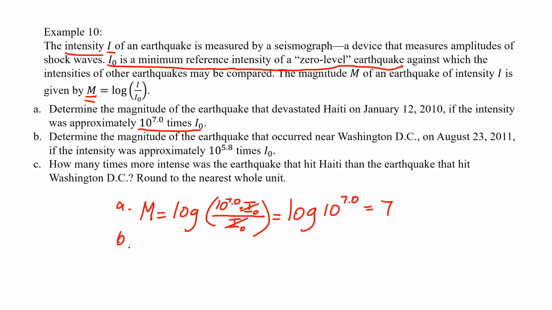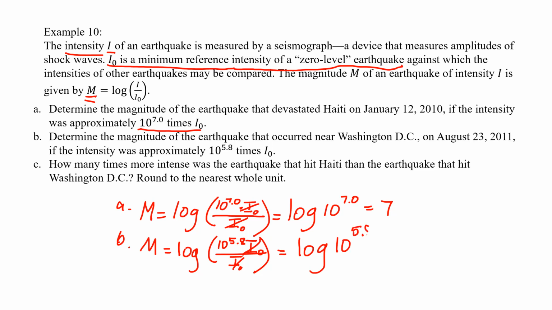For part B, what magnitude was this earthquake in Washington, D.C. in 2011? They're giving us that the intensity of that earthquake was 10 to the 5.8 times I sub 0. And the formula has also I sub 0 in the denominator. And so those cancel, and you end up with the log, which is base 10, of 10 to the 5.8, which again is 5.8. So that was a 5.8 magnitude earthquake.